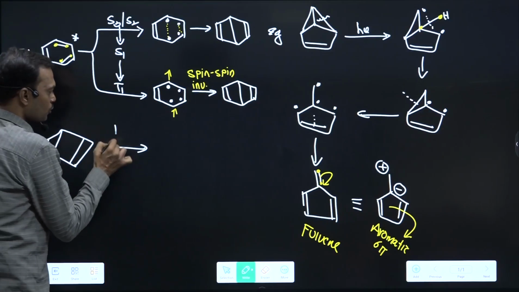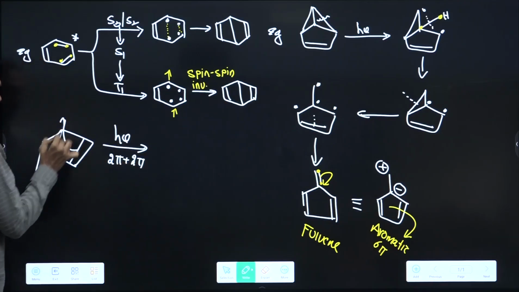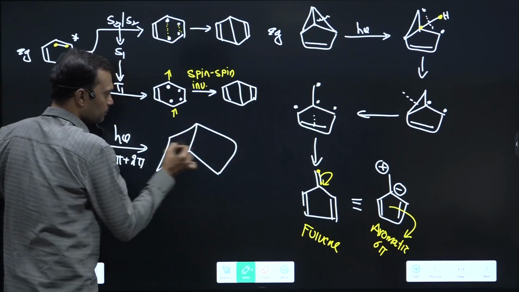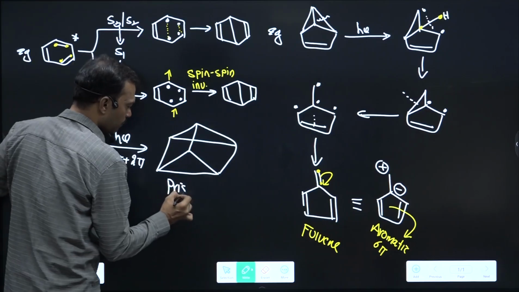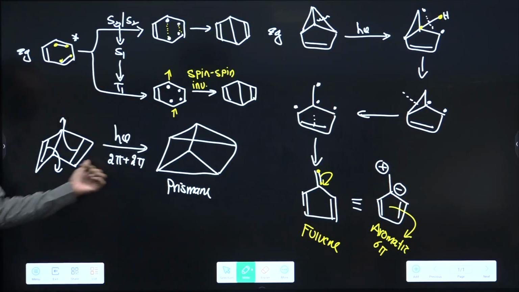So when Dewar benzene is photochemically involved in a reaction, 2 pi cycloaddition is possible. This and this get combined together. Now initially there is a double bond present here. Now this will connect here, this will connect here. There is a formation of prismane. Prismane is produced by 2 pi cycloaddition of which one? Dewar benzene. It is one photochemical reaction.